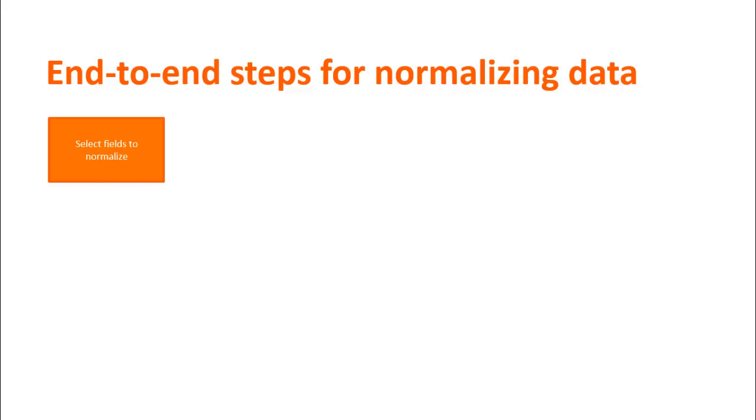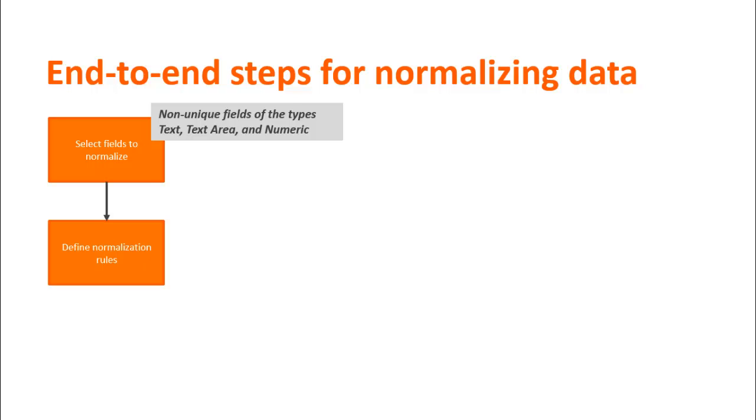Start with identifying fields whose data you want to normalize. These fields could be in the base element or the model's object. Remember that normalization is supported only on non-unique fields of the types text, text area, and numeric. Create normalization rules on the identified fields and define the normalized values and aliases. You can activate the rules after you are ready to start using the rules on records.